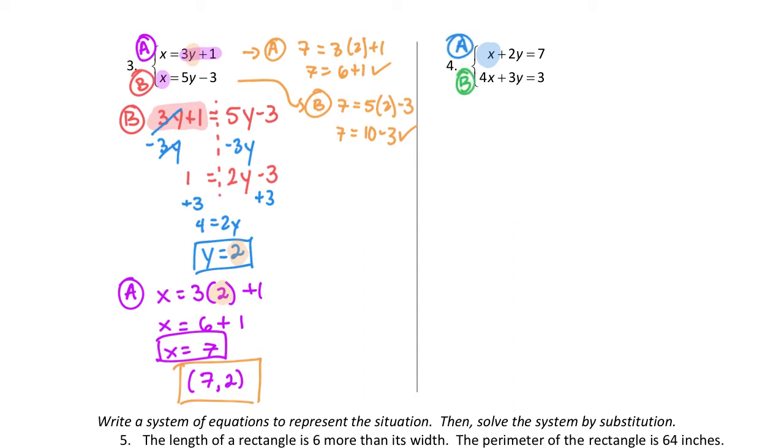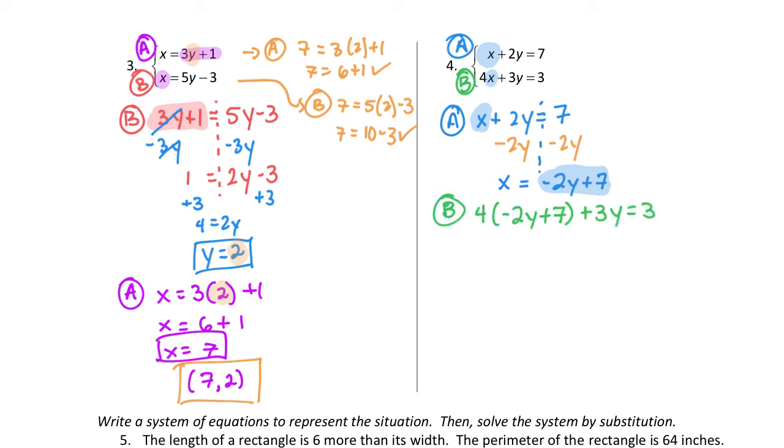Right, so for problem 4, we do not have a variable solved for, so we're going to have to do that extra step. So I'm going to take equation A, and like I said earlier, I'm going to solve for x. My goal is to get this x all by itself, so I'm going to subtract the 2y from both sides. And that leaves me with x equals negative 2y plus 7. So my next goal is to substitute this value, this negative 2y plus 7, into the x in equation B.